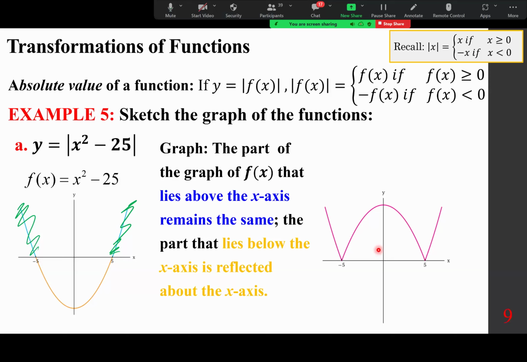By the way, just to remind you, this is the graph of y equals absolute value of x, which is a V shape, okay? This graph. Okay. So that's the graph of absolute value of x squared minus 25.